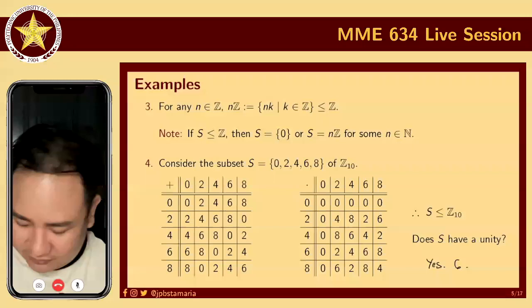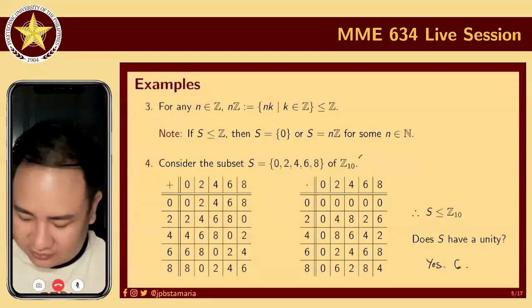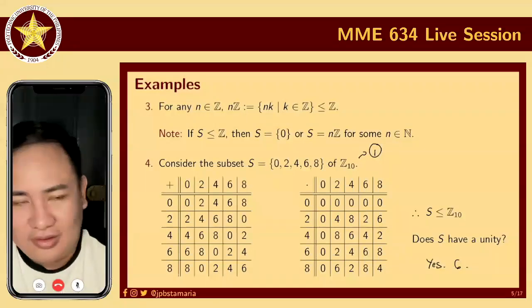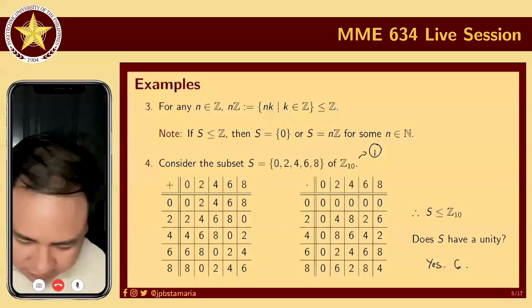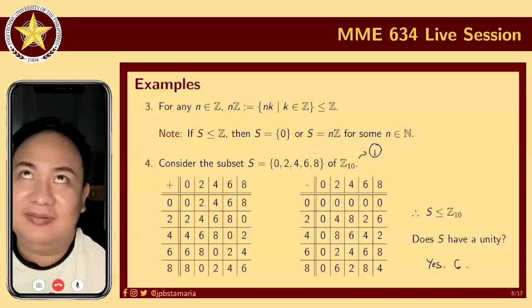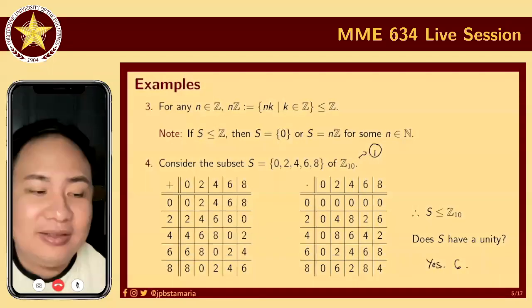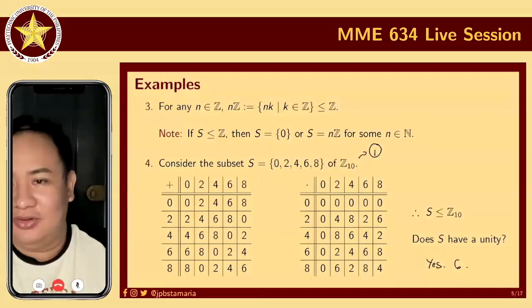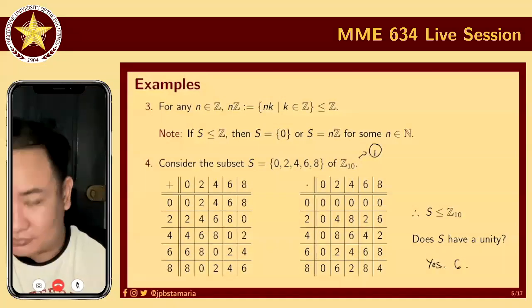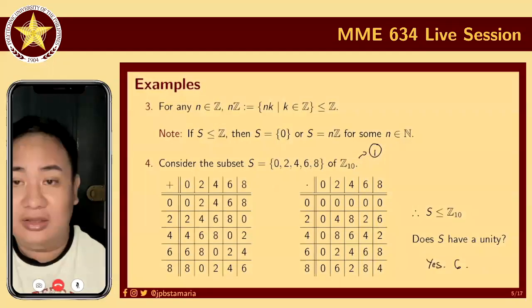It's possible, sir? Of course, yes. This is one weird property of subrings. Even if you are a subring, you do not inherit the unity. Do you understand? Okay? The unity is not inherited.